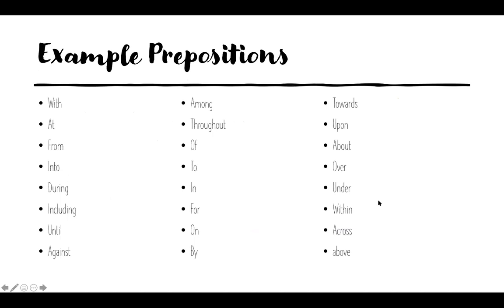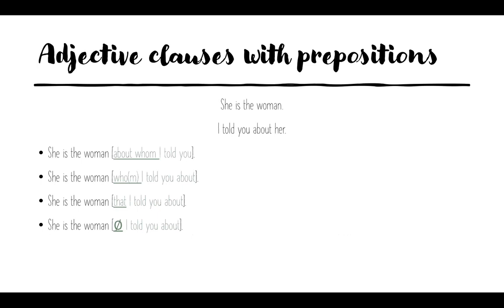And you know that prepositions communicate space and time. So we have with, at, from, into, during, including, until, against, among, throughout, of, to, in, for, on, by, towards, upon, about, over, under, within, across, above, and a bunch of others, right? I don't need to tell you that, but in case you forgot. So, adjective clauses with prepositions. These are some of the examples that are quite common in our Azar book.